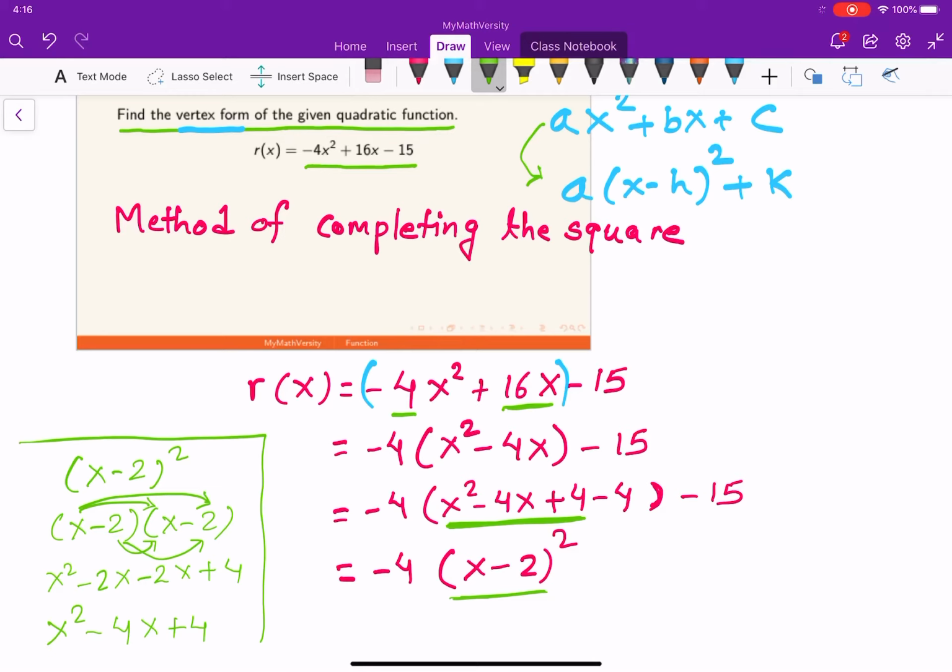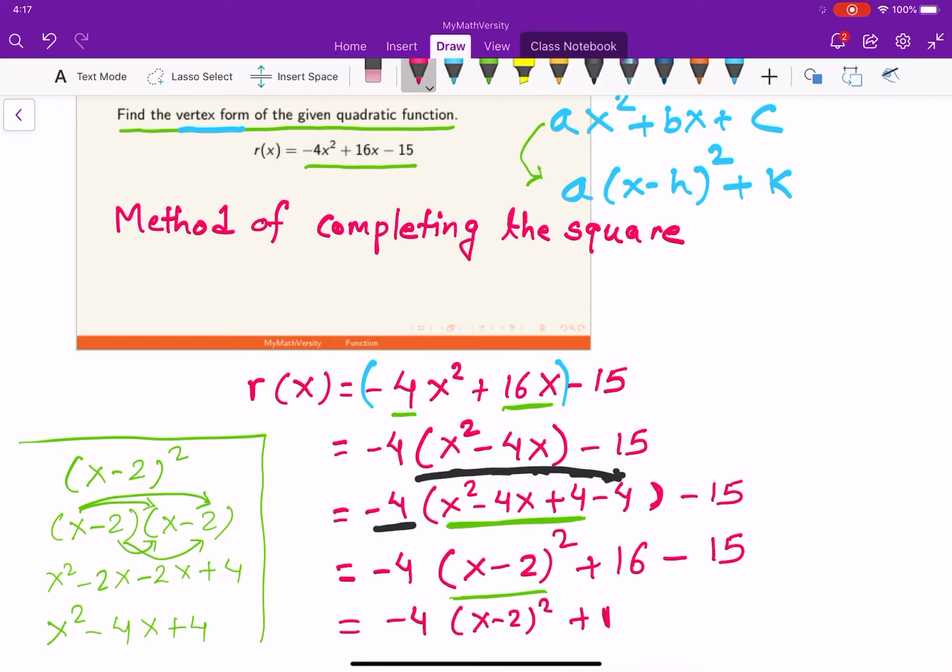Now let's write down the remainder. When I write the first three terms as the square of x minus 2, then I have negative 4. I need to distribute that to the negative 4 here, because that was remaining inside the parentheses. So negative 4 times negative 4 will be positive 16, and then the last term is negative 15. So we have negative 4 times the square of x minus 2, plus 16 minus 15, which is just equal to 1, and that looks like the vertex form that we want, right?